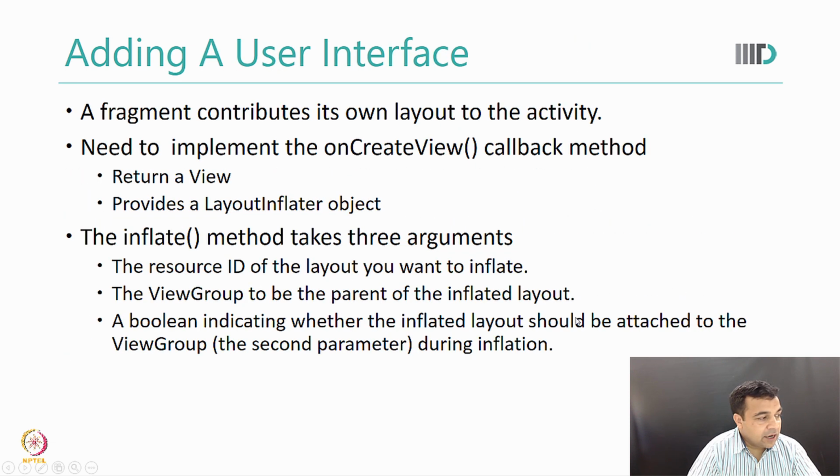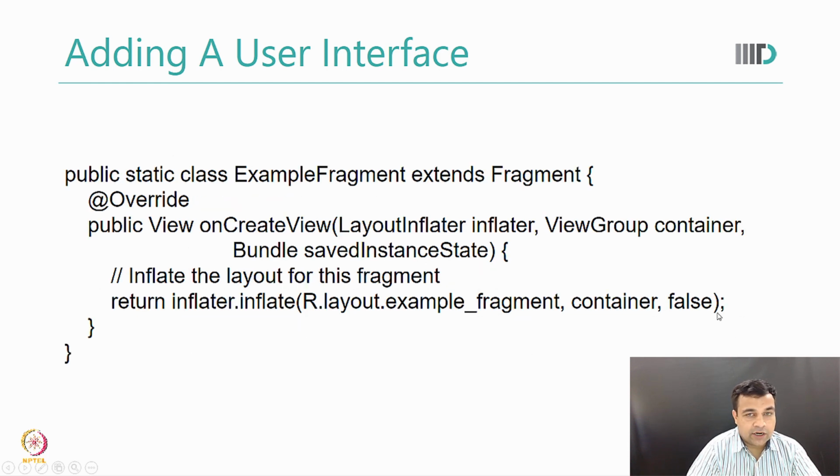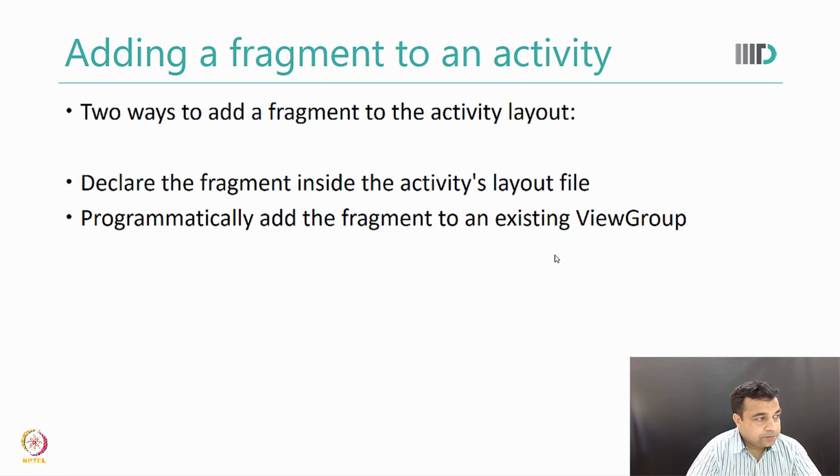And the third is an argument which is a boolean, which indicates whether the inflated layout should be attached to the view group or not. So we will set its value to false. You may want to experiment by setting a true value and see how your application looks. Now, we know how to create a fragment, that is, extending the right class and then implementing the onCreateView method.